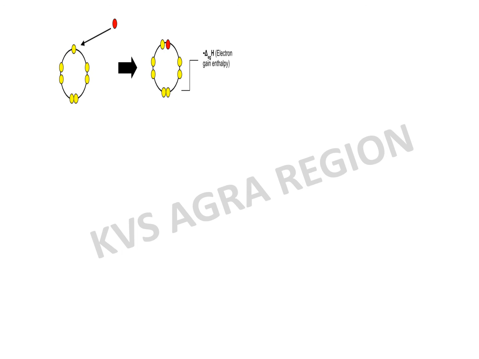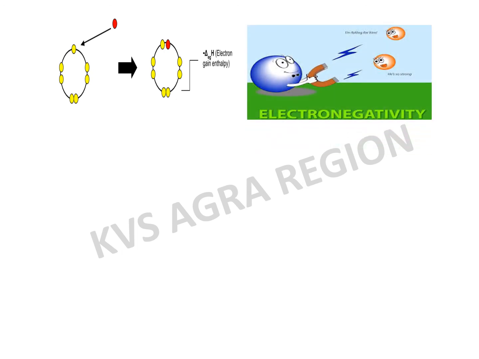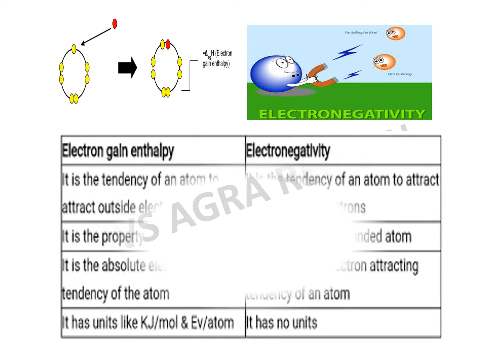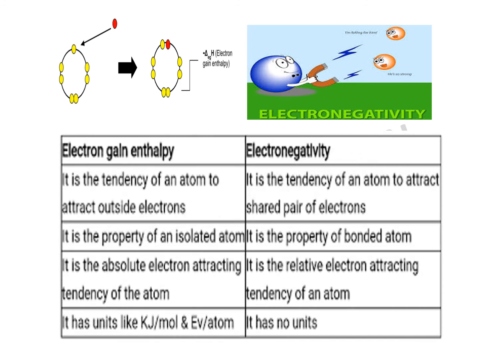Electron gain enthalpy, electronegativity. Let's try to differentiate between electron gain enthalpy and electronegativity. Electron gain enthalpy is the tendency of an atom to attract outside electrons, whereas electronegativity is the tendency of an atom to attract shared pair of electrons.